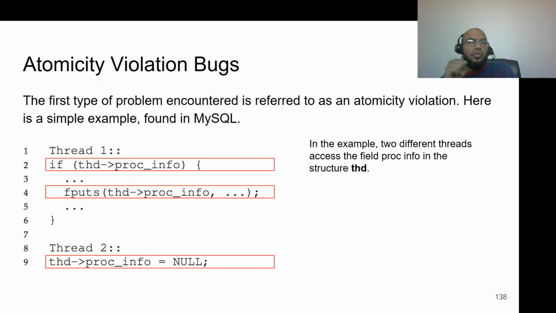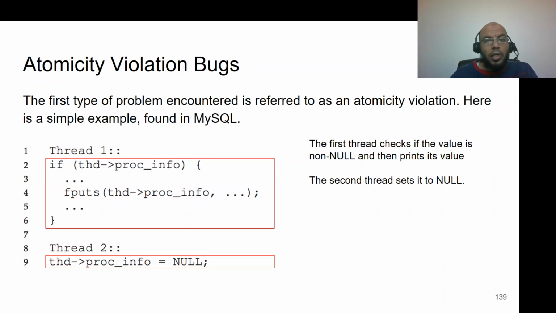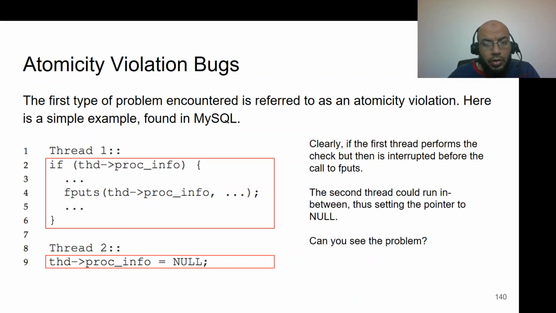The first type of problem encountered is referred to as an atomicity violation. Here is a simple example found in MySQL. In this example, two different threads access the field proc_info in the structure thread. So you have thread 1 accessing proc_info and thread 2 changing proc_info. Actually both of them are touching it, one of them using fputs and one of them setting it to null. The first thread checks if the value is non-null first and then prints its value. The second thread sets it to null.